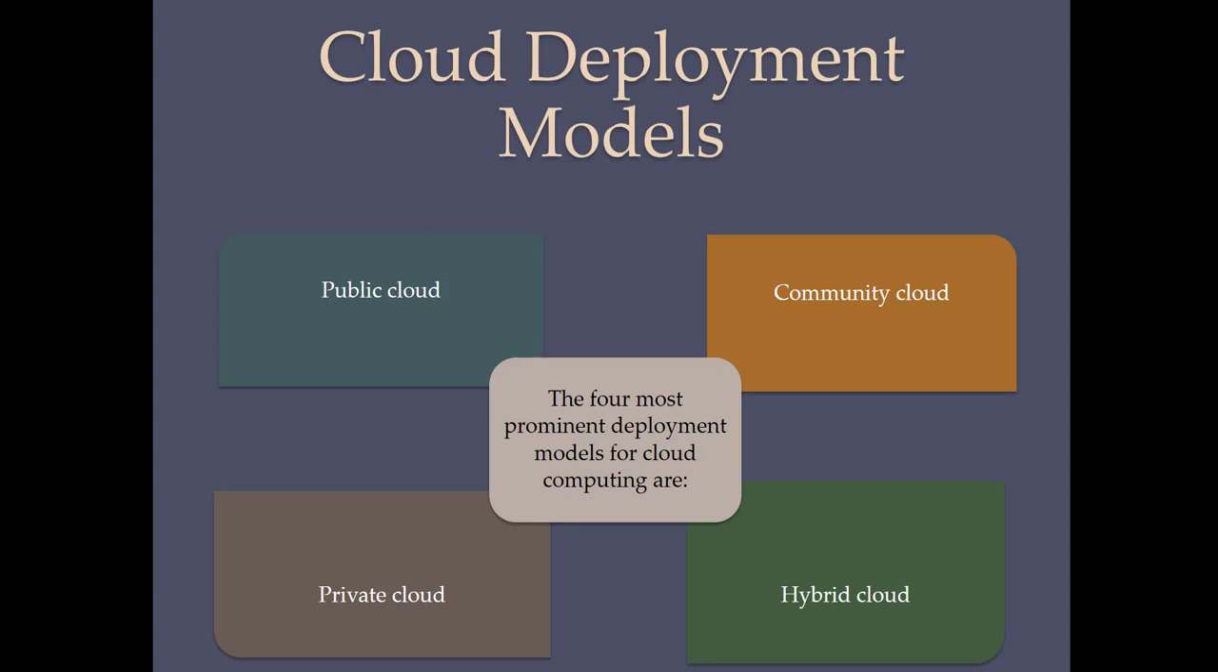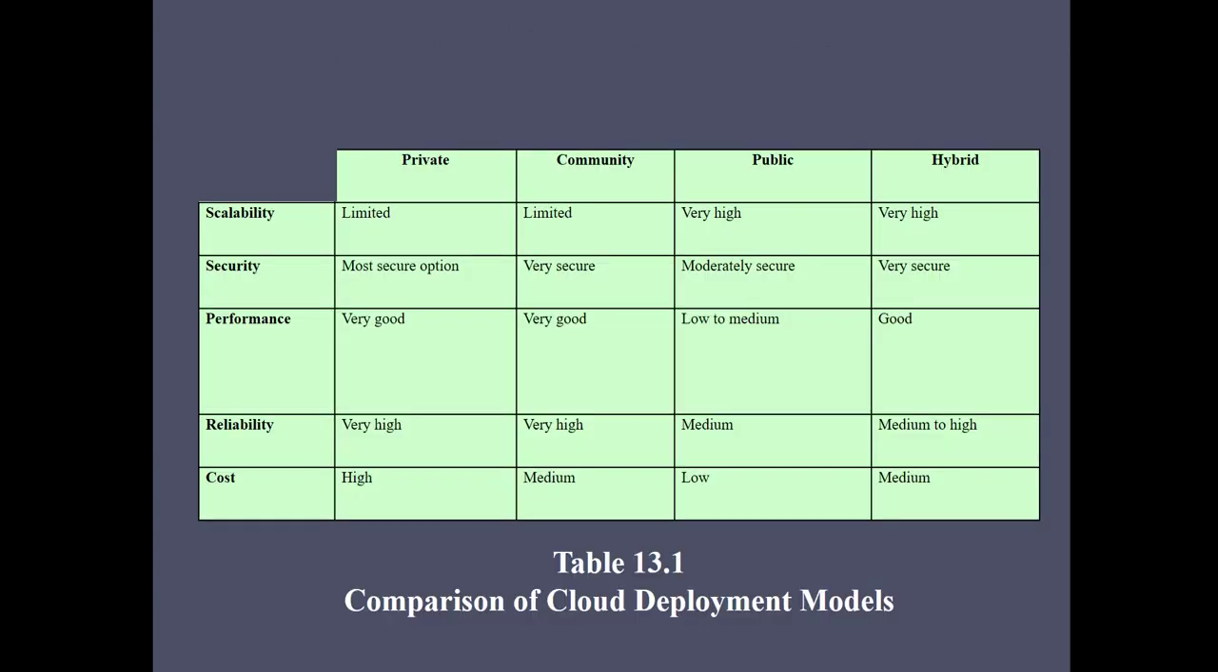In the cloud deployment models, we have the public cloud, the private cloud, the community cloud, and the hybrid cloud. We had the comparison between them, and mainly you can find that the public cloud is the lowest cost, but at the same time, it gives the lowest quality of service from the security point of view, the performance point of view, and the reliability point of view.